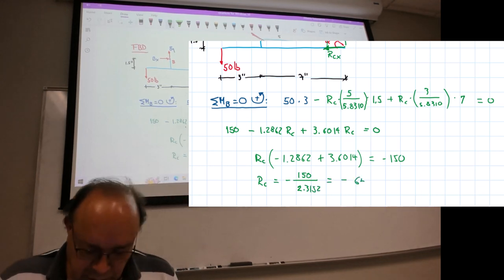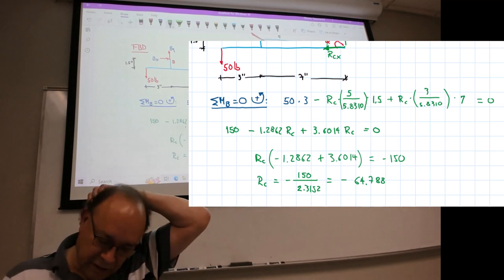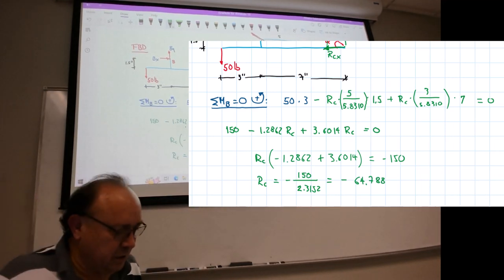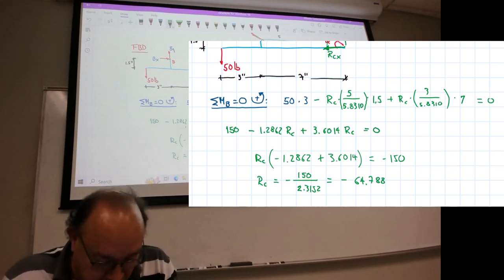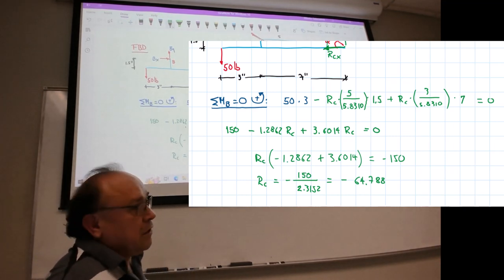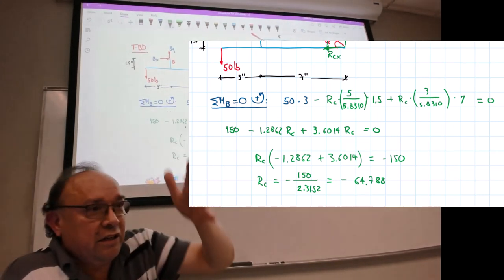So that's my answer, minus 64.78. Anybody has the result? Anybody checking? I may make a mistake. I'm not doing this twice. If I work by myself, I do this 2, 3, 4 times to make sure it's correct. But I am trusting that you guys are checking my operations.